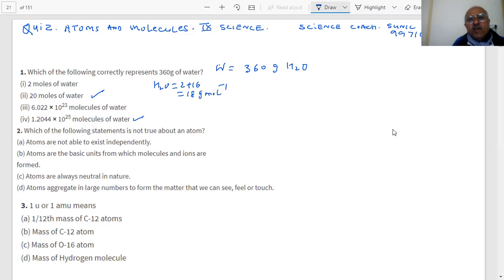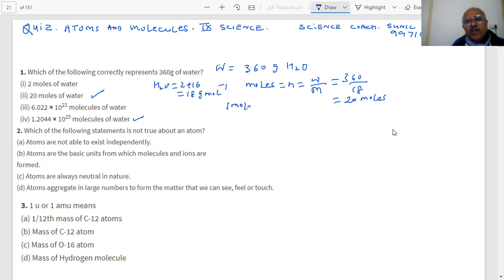So what will be the formula of moles, students? How do you calculate moles? n is equal to W by M. Weight by molecular mass given. So 360 by 18, that will come, students, to how many moles? 20 moles. Once you get 20 moles, students, then how many molecules are there?